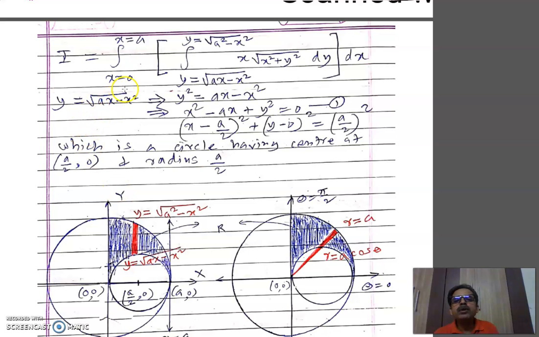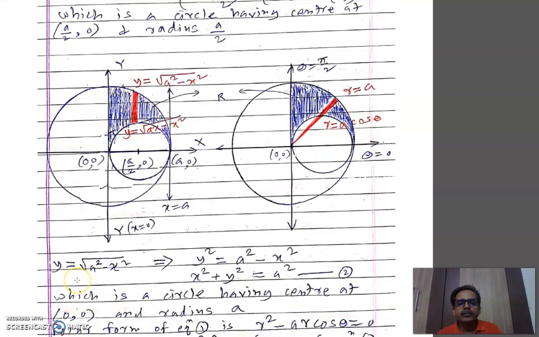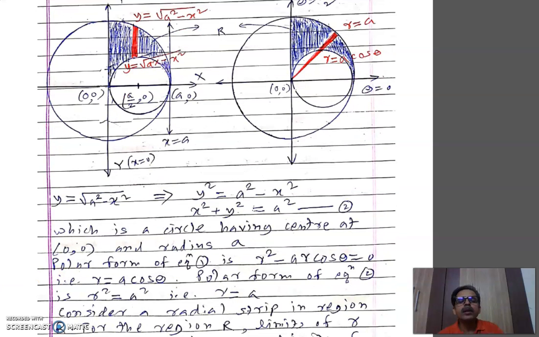Now we have to move this vertical strip from the line x is 0 to x is a. x equal to 0 represents the y axis and x equal to a represents this line. From this we get the region of integration. It is shown shaded in the first figure. And now we have to change the order of integration.